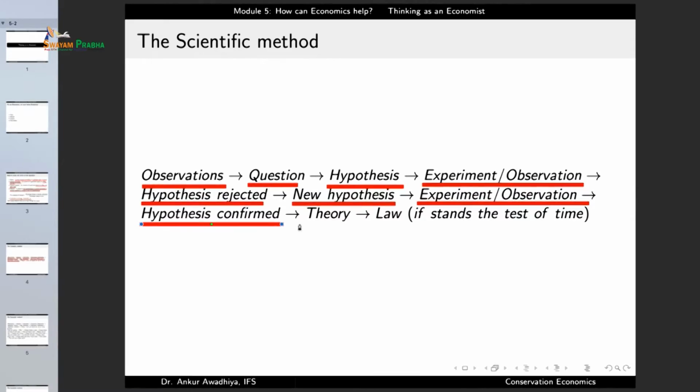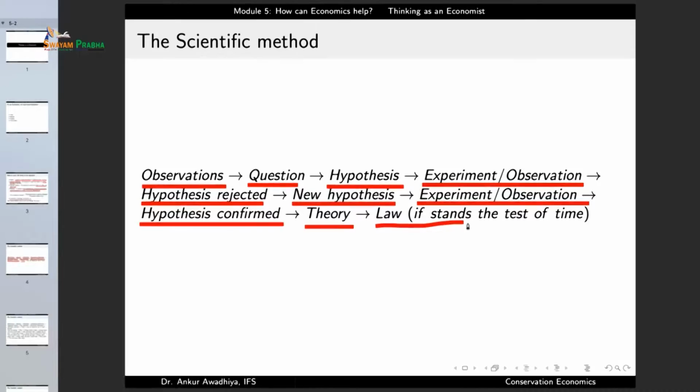So in that case, we'll formulate a theory. Now, this theory would say that the cost, or the price, of transportation determines the amount of food grains that is supplied to the market. But then it is also possible that this theory is only applicable to the current area of study. It is not applicable everywhere else. So in that case, it will remain at the level of a theory.